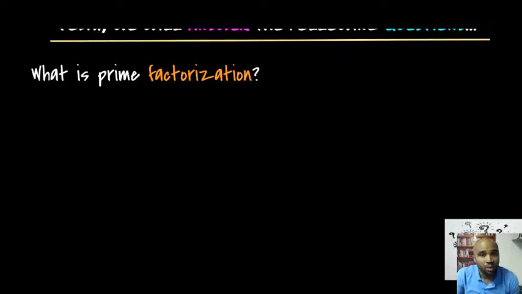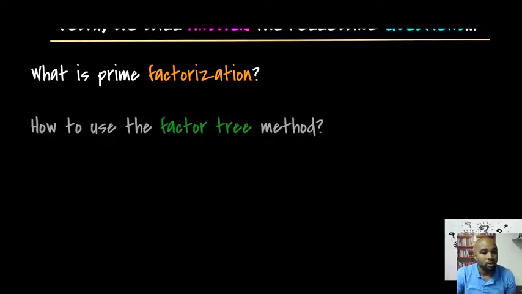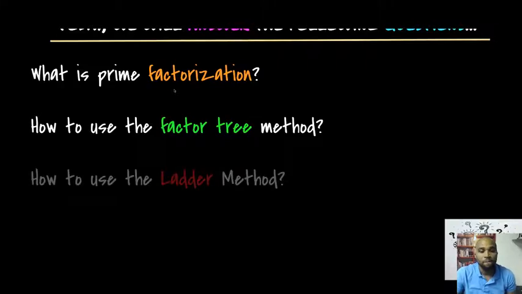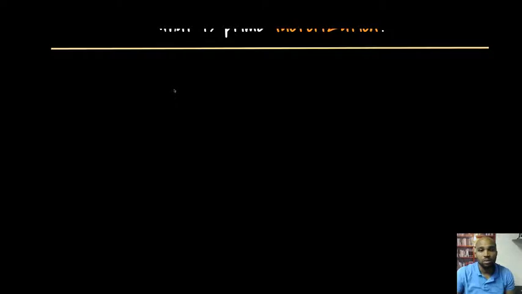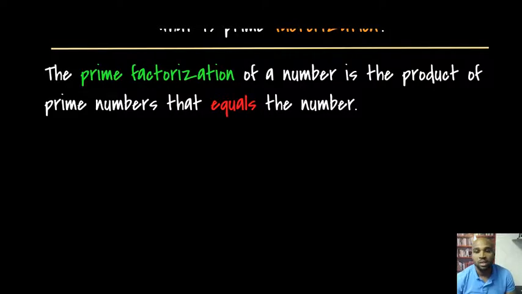What is prime factorization? How do we use the factor tree method to find the prime factors? How do we use the ladder method to find the factors? So let's jump into it with the first question. What is prime factorization?